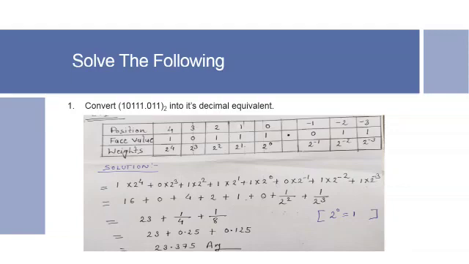The solution is 1 multiplied by 2 to the power 4 plus 0 into 2 to the power 3 plus 1 into 2 to the power 2, that way. If you solve it, you get 16 plus 0 plus 4 plus 2 plus 1 plus 0 plus 1 by 2 to the power 2. Why? Because 2 to the power minus 2 means 1 by 2 to the power 2. If you solve this, you get 23.375, and you just note down that 2 to the power 0 equals 1, as in the exponent, we know that e to the power 0 equals 1.